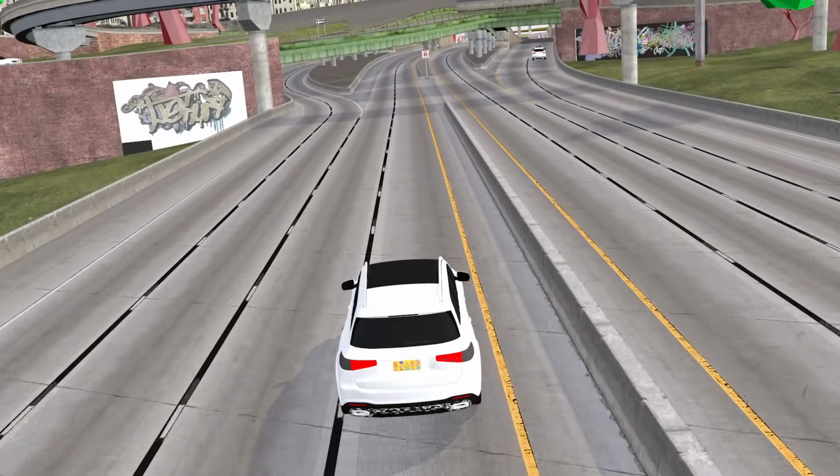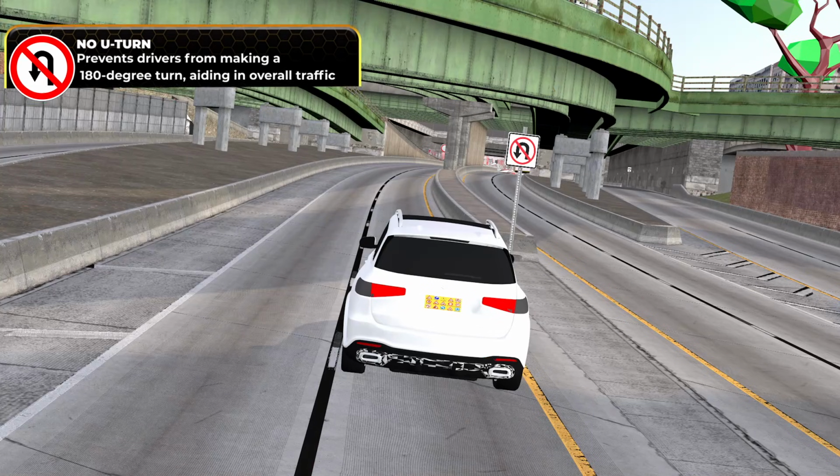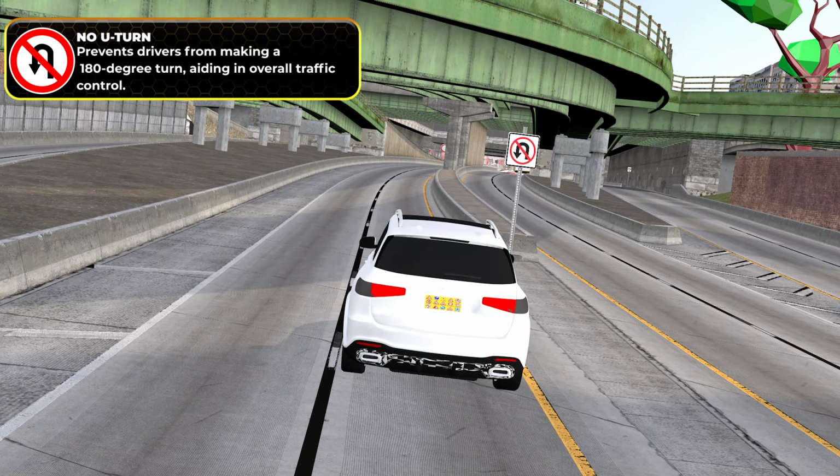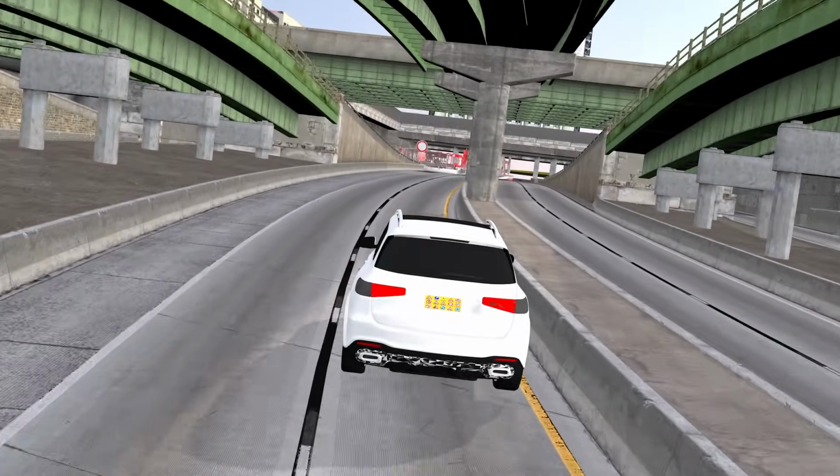This is the no U-turn sign, and it means that making a 180-degree turn at this location is prohibited. This rule helps keep intersections clear.